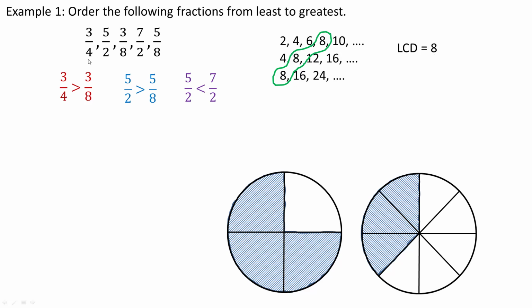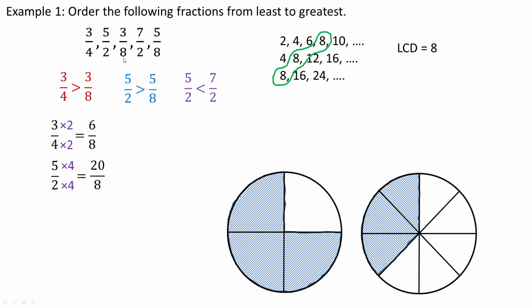So what I'm going to do is take each of these fractions and put them all over 8 so I can compare them. What do I multiply the denominator of 4 by to get 8? Well, it's 2, so multiply by 2. So that's going to be 6 over 8. Now let's do the 5 halves. I would multiply the denominator by 4 here to make it 8. So that's going to be 20 eighths.